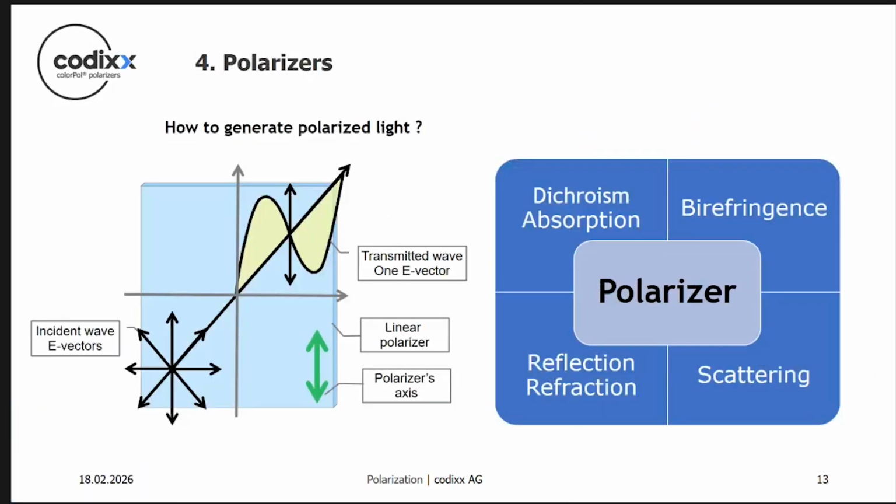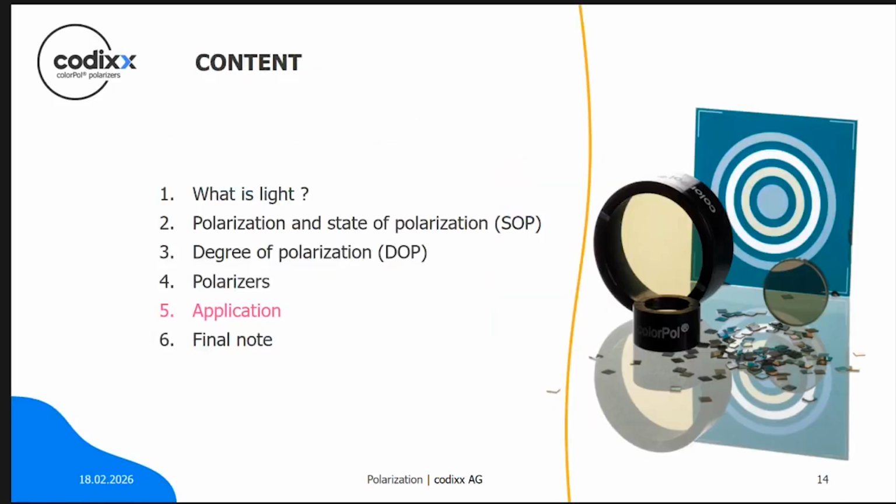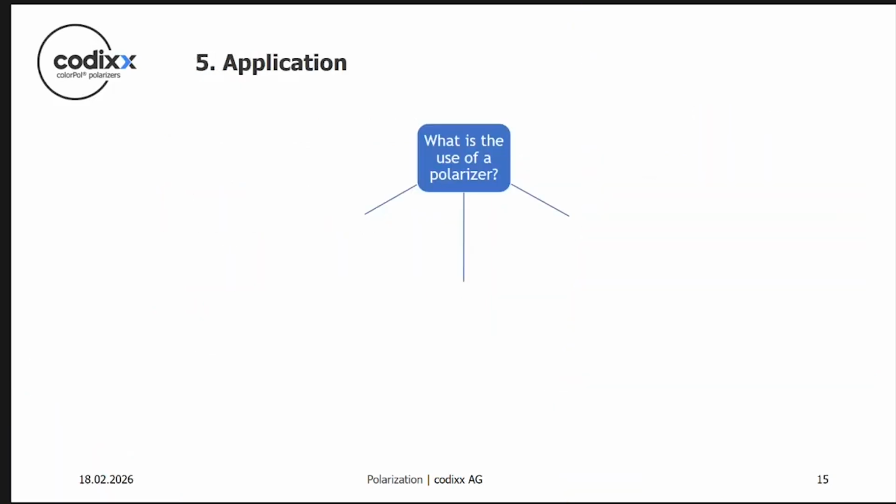Yeah. So why would you need the polarized light? Well, actually, there are a few different things that you can do with a polarizer. What can you do actually with a polarizer? A polarizer has 3 basic functions, which can then be utilized in different applications.